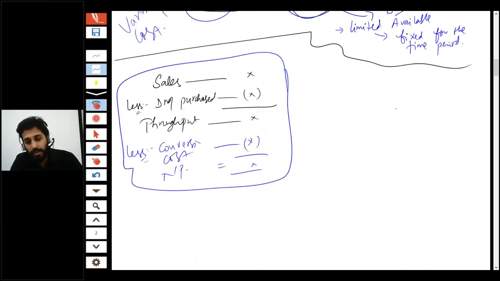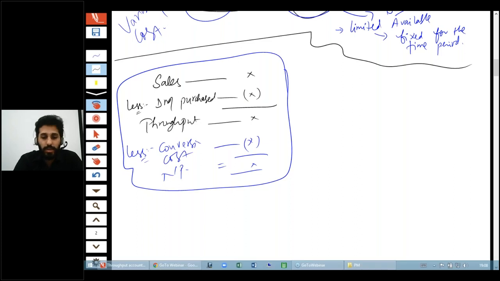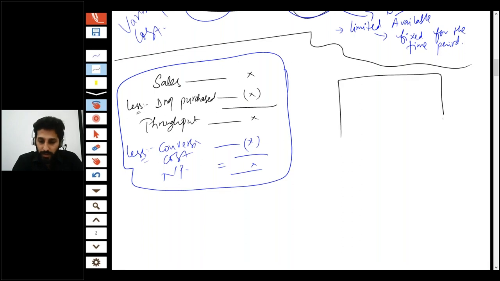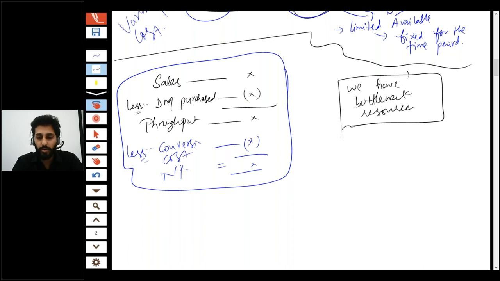Now, what is the concept here to study this throughput accounting? The concept here is that we have some limited resources. We have some barriers. So simultaneously, we have a bottleneck resource, right? All right.